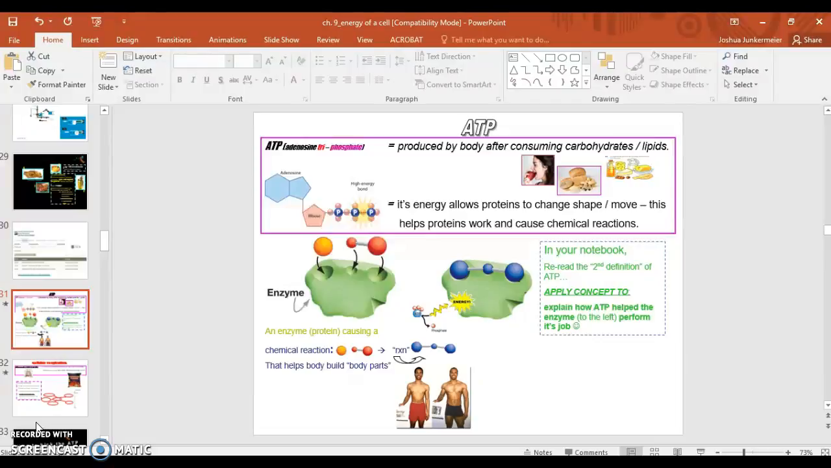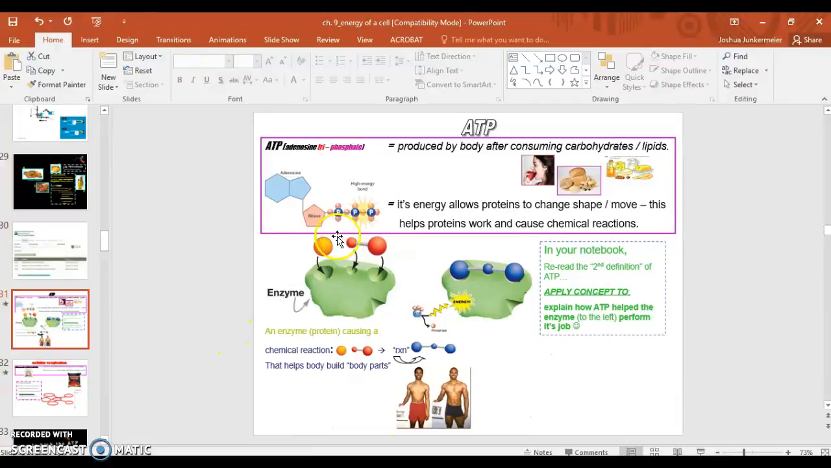Here we have a slide for ATP. I think it's our second slide for ATP, and it just gives another definition or a way to think about this form of energy for our body. So we got to copy down the definition, and the task here says reread our second definition of ATP, and apply your understanding or your comprehension of this definition to this problem below.